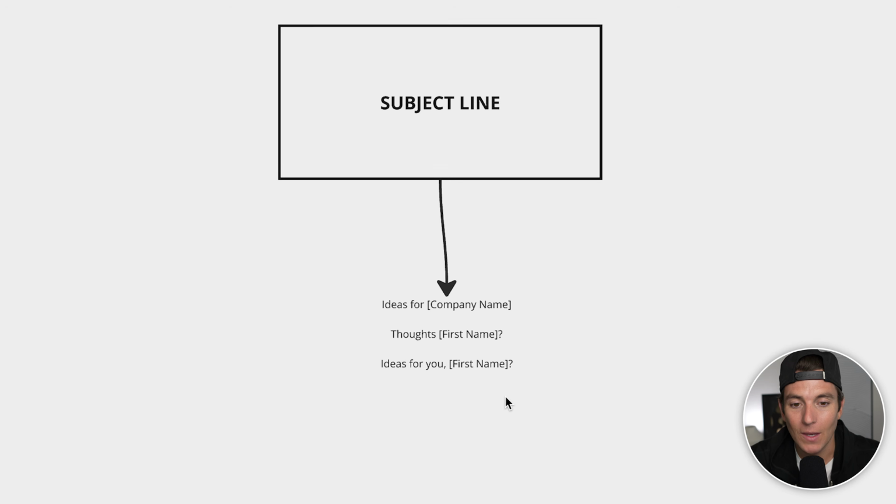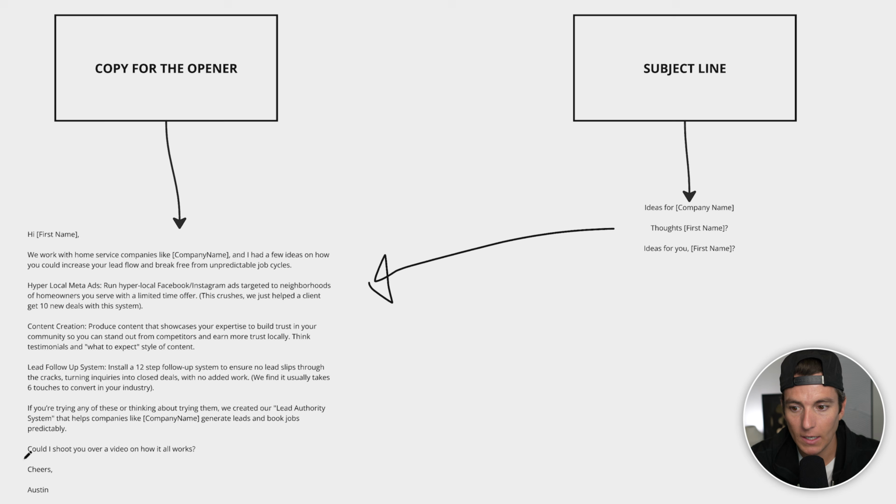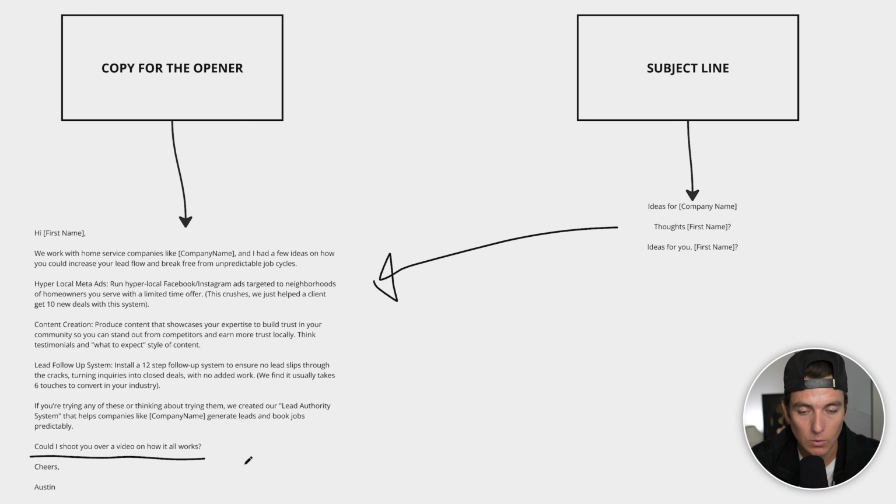What we don't want the subject line to be is, we'll help you increase your lead gen, we'll help you increase your authority. That's immediately going to scream cold email. What we want them to think when they're about to open it is, cool, this is an email for me, let's open it, let's check it out. And then when they open it, they see the value with the call to action of, could I shoot you a video on how it all works, which is frictionless.